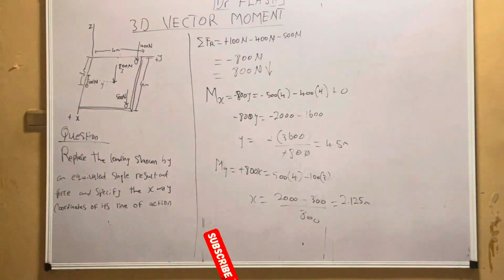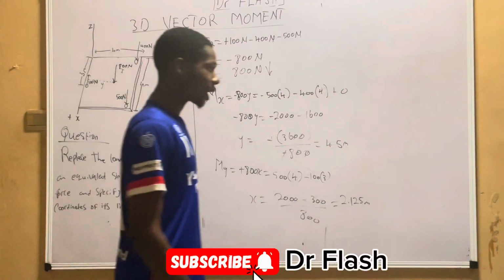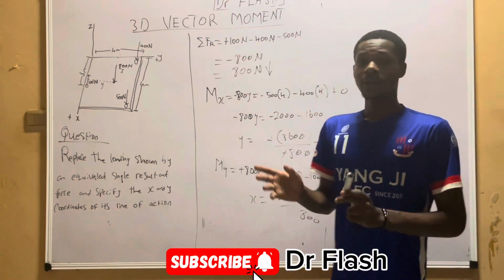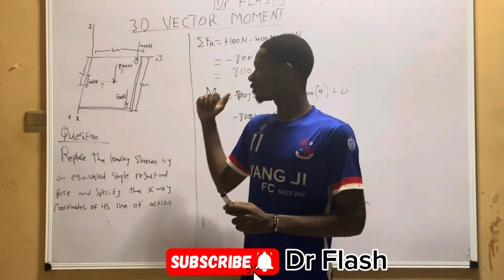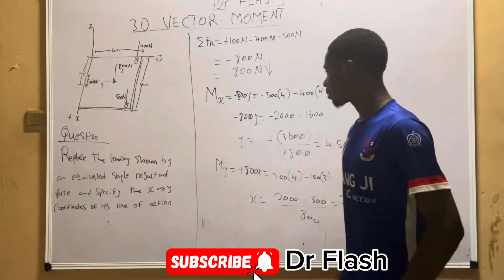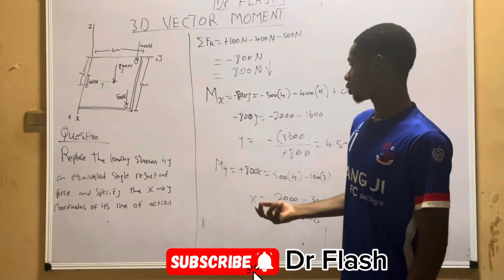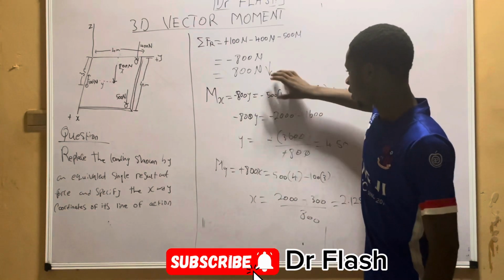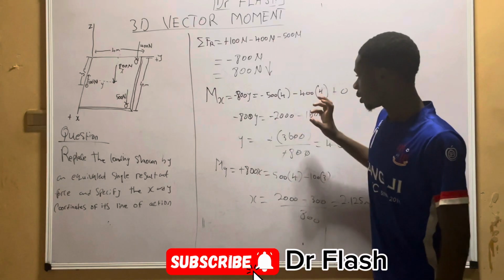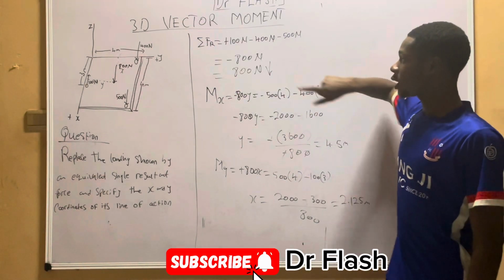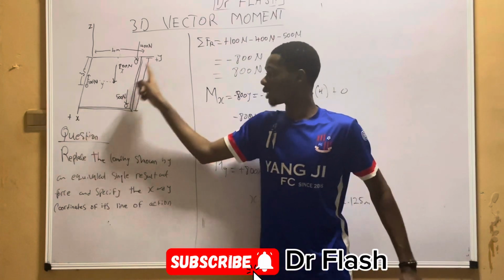So basically, the aim of this video is to help you understand how we make use of the 3D moment, or the right hand rule in particular. So you can see how we managed to apply the right hand rule to solve a problem like this. We had to make use of our right hand following the principles of moment, using the right hand rule to get the distance of the force which we are going to place there to the x-axis, and then to the y-axis.